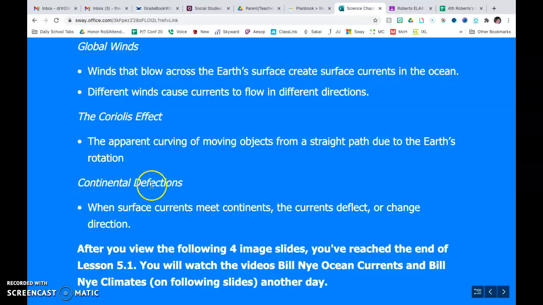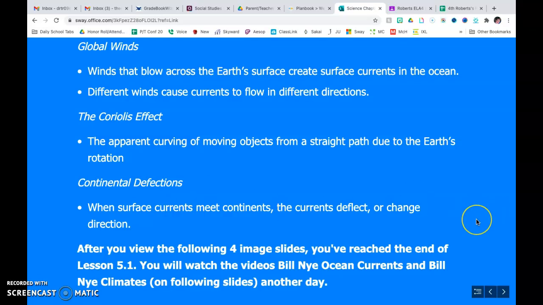And then continental deflections, that should say deflections, not defections. Deflections are when surface currents meet continents. They deflect, which means they change direction. Same thing if that same pan of water, if you put a big rock in the middle of it and you blow, the current is going to flow in the direction you blow, but it's going to separate at the rock. It's going to deflect away. So same thing here. When the current hits land, it's going to deflect or change directions.